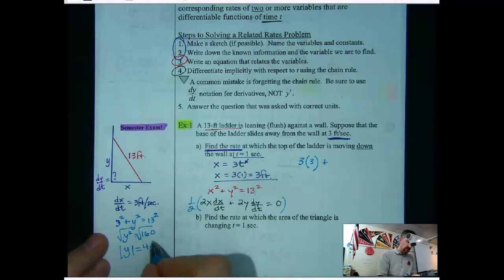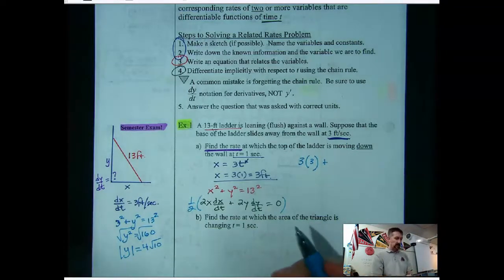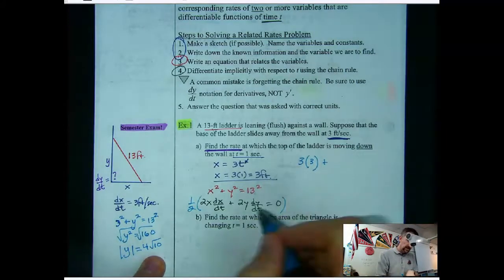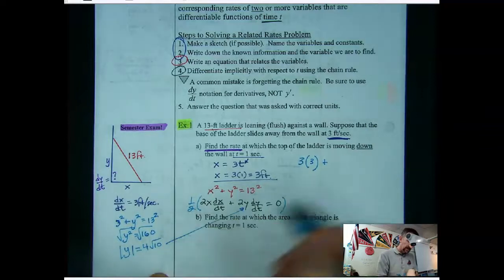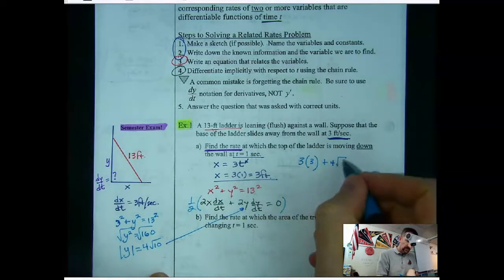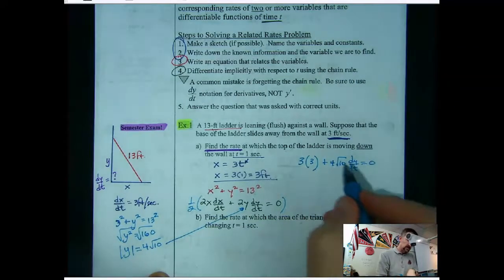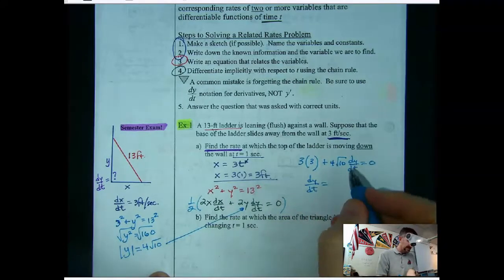So that's going to be 4 root 10. So technically we get plus or minus 4 root 10, but we don't really need the negative value there. So coming back up here, we're going to plug that in for y right there. So that's going to be 4 root 10 times dy dt equals 0. So I'm going to do 2 steps at once. I'm going to subtract 9 over here, and then I'm going to divide by 4 root 10.